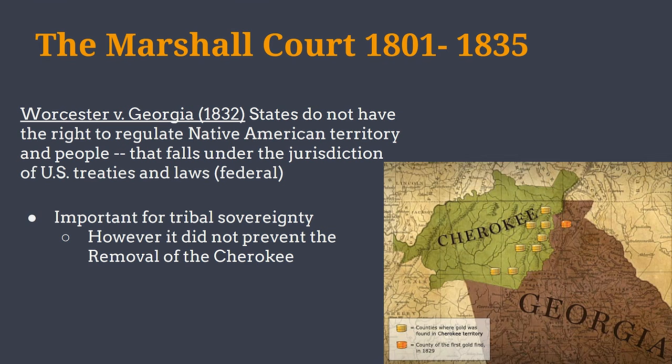The last famous case of the Marshall Court we're going to look at is Worcester v. Georgia. The state of Georgia was attempting to regulate Cherokee land, which was negotiated as a treaty with the federal government. Georgia would lose the case as the court ruled that states do not have the right to regulate Native American territory and people. That falls under the jurisdiction of U.S. treaties and laws, which is the federal government. The case itself is important for establishing tribal sovereignty. However, it would not prevent the removal of the Cherokee by the federal government.